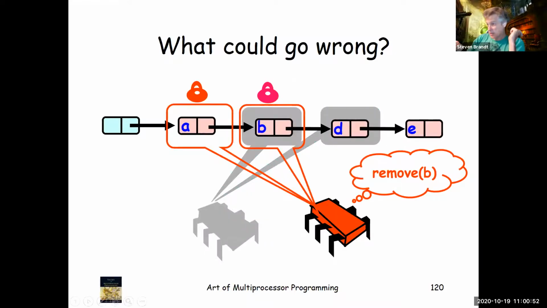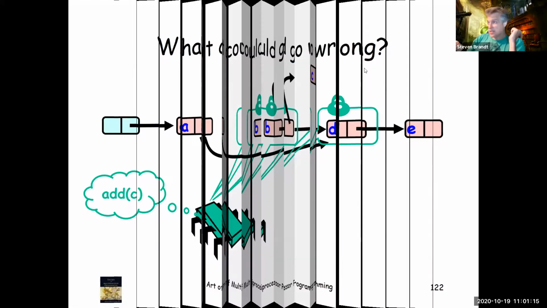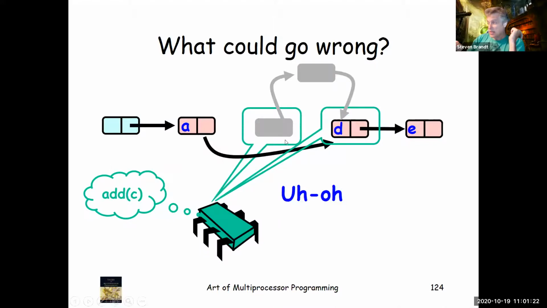All right. But now someone else comes in. This orange processor comes in, locks A and B and removes B. Now it's done. And A is pointing to D, and we lock B and D, not realizing that B is deleted. And then we insert C between B and D. But this obviously has no effect, right? Because B is no longer reachable from the head, and therefore C is no longer reachable from the head. So add C did not take effect.